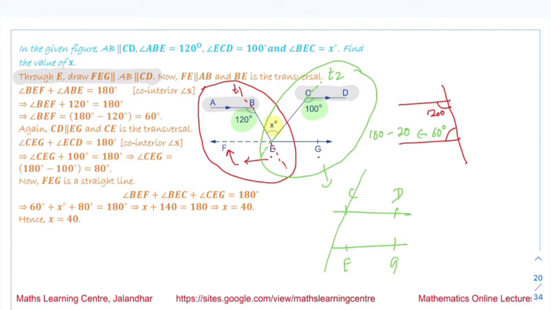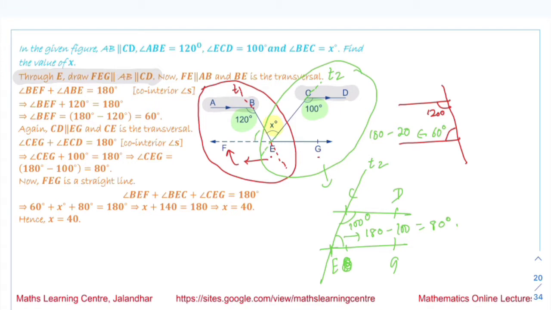Suppose this is the point E. This is the transversal T2. This angle is 100 degrees. So corresponding to it, this angle is 180 minus 100 equal to 80 degrees. Why? These are co-interior angles. So we get the value over here as 80 degrees.